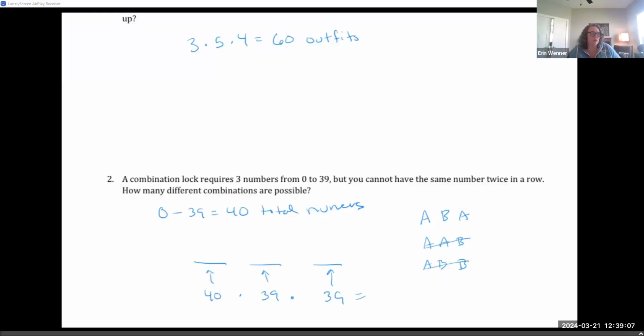That's all I'm saying: whatever value we have in the first position, we can't have that same number in the second position, but we can have that number again in the third position, which would turn our total number of choices back to 40, but we can't have the second position repeat, which then drops it back down to 39. So if we multiply these together, we're going to have 60,840 total choices.